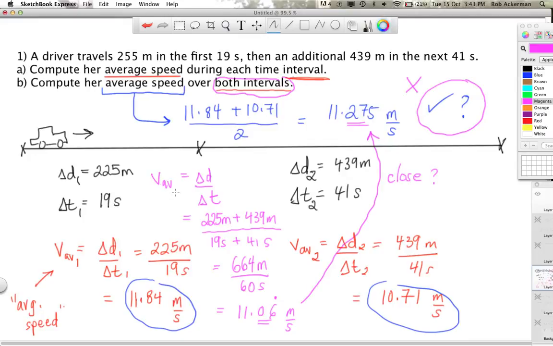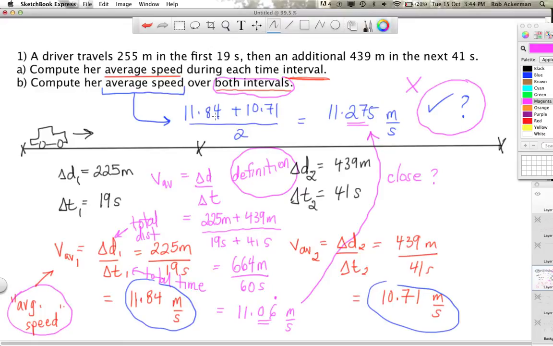right. This calculation used what we call the definition of average speed. Average speed is defined in physics as total distance over total time. Okay? So if we use the definition, we will always get to the correct answer. This over here is not the definition of average speed.